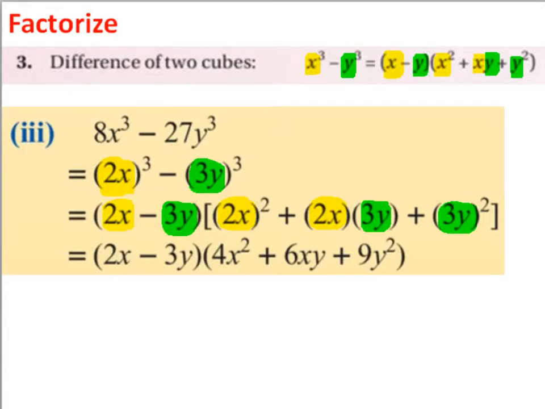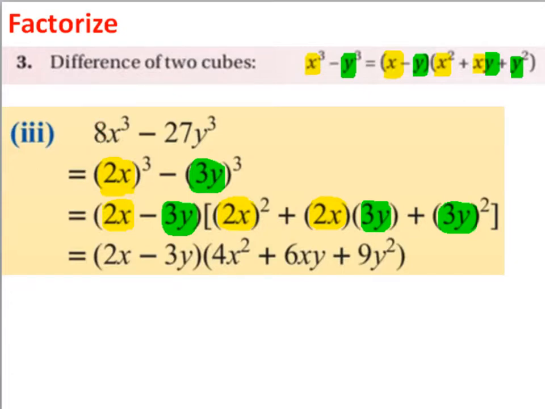see, can you use the HCF method? So is there a number that will divide into 8 that will also divide into 27? And the answer is no. Then we have a look and we see, is there a letter common to both? So we have an x cubed here and a y cubed there, so no, there's no letter that's common to both. Then you might say, well, is it the difference of two squares?